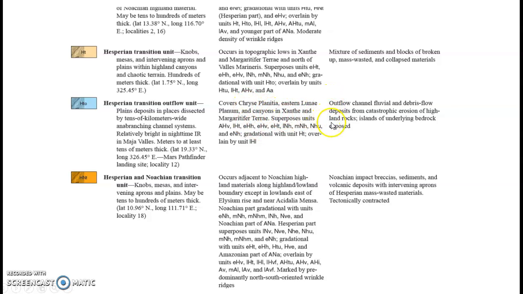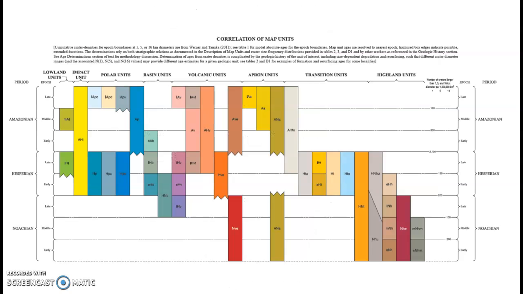And then over here, this is actually really cool because it tells you what their interpretation of those rocks are. Now remember, nobody's actually walked around there, so we don't know. But their interpretation is that it's an outflow channel, fluvial meaning river related, from catastrophic erosion of highland rocks. And it's got islands of underlying bedrock exposed. And we saw those islands when you were looking at this area in Google Mars. So this is pretty cool.